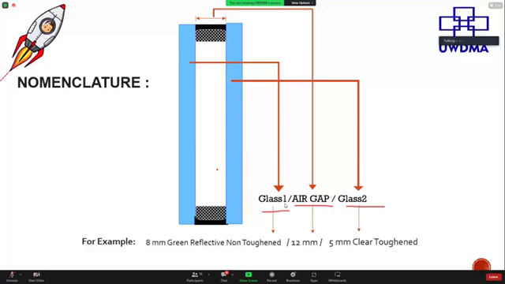And Mr. Just a second. Okay, and Mr. Krishna Joshi is also telling that the outer glass should be toughened.